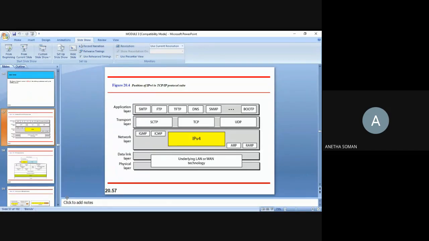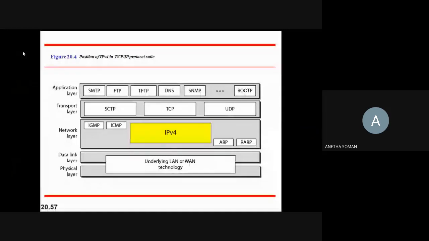So you can see in the diagram where the position of IPv4 is in the TCP/IP protocol suite. It is in the network layer; you can have other protocols also, but the major one is the internet protocol. Now, the internet at the network layer, I have told, is a packet switched network. In a packet switched network you can have two approaches: one is the datagram approach, and the other one is the virtual circuit approach.